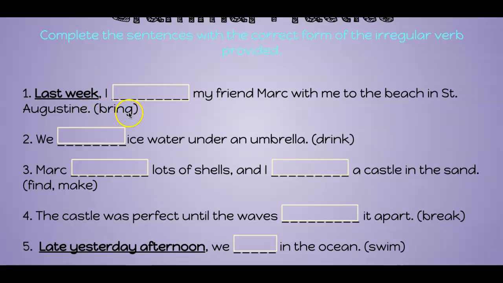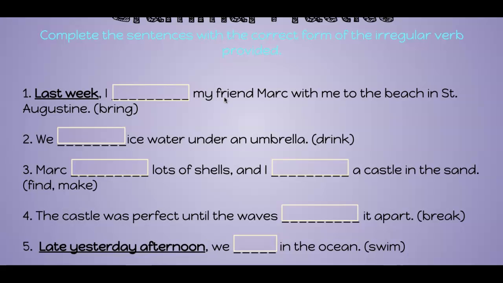So I know I need to change this word bring to the past tense and then plug it into my sentence. So it should say, last week I brought my friend Mark with me to the beach in St. Augustine. So now you give it a try.